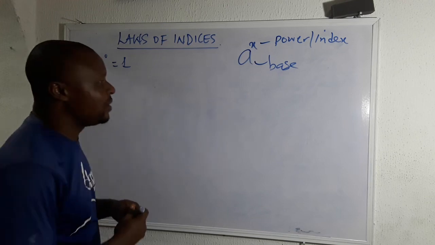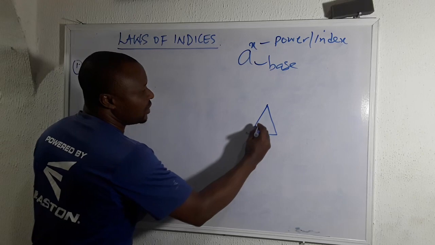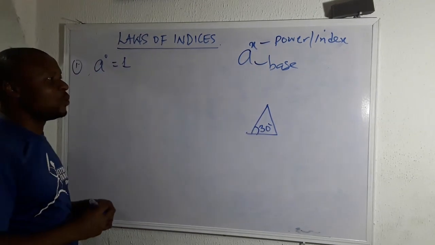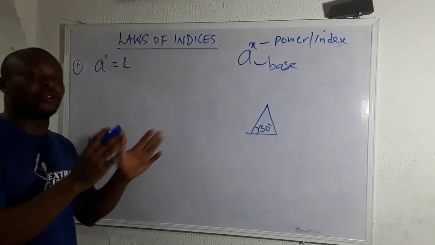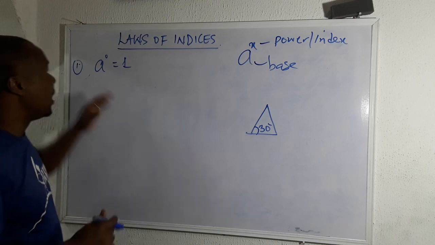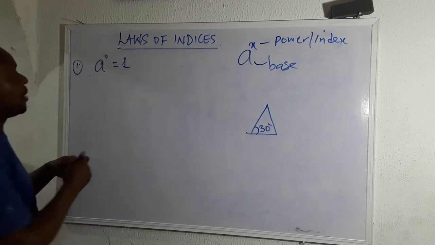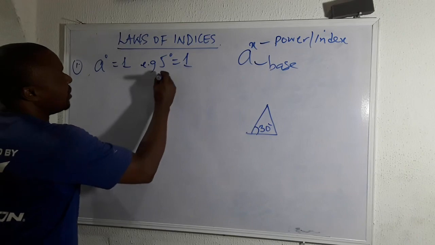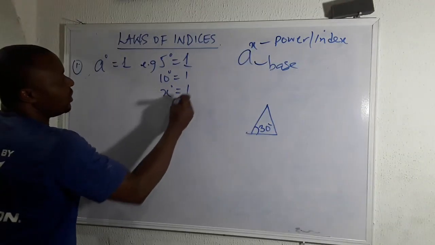Or when we are describing the measurement of angles, say for instance, we have an angle and they say here is 30 degrees, that is not 1. So when we are talking about angular measurement and temperature, that rule does not apply, but in indices, anything raised to power 0 is 1. For example, 5 raised to power 0 is 1, 10 raised to power 0 will be 1, x raised to power 0 is 1.